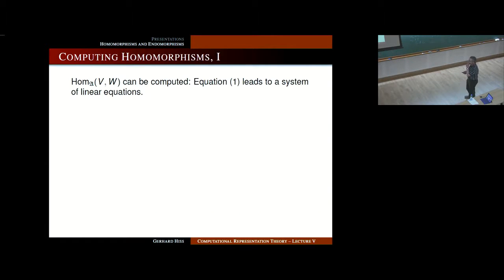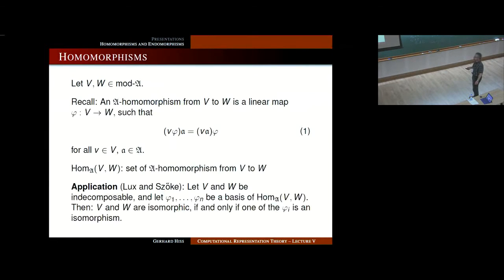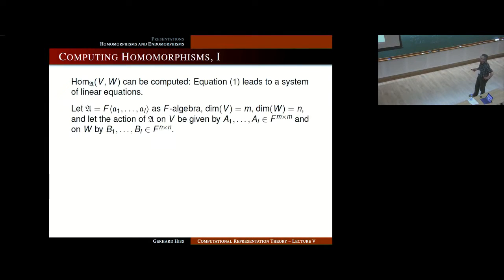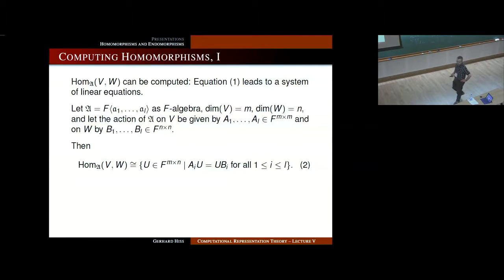Okay, how do you compute homomorphisms? Well, equation 1, this one leads, of course, if you choose a basis, to a system of linear equations, namely, suppose that V has dimension m, W has dimension n, your algebra is finitely generated or finitely presented, and you are given the action of these generators on V, so these are these matrices, and these matrices represent the action of the algebra on W. Then the homomorphism space is just the set of all intertwining matrices, intertwiner matrices.